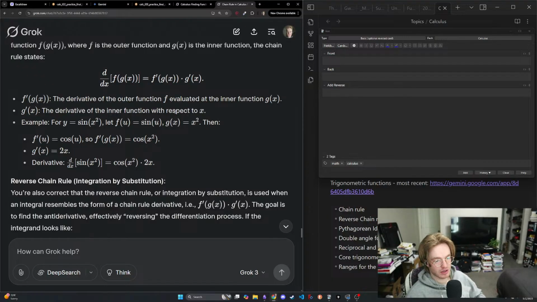For example, if y equals sine of x squared, let f of u equals sine of u, and g of x equals x squared. Then f prime of u equals cosine of u, so that f prime of g of x equals cosine of x squared.